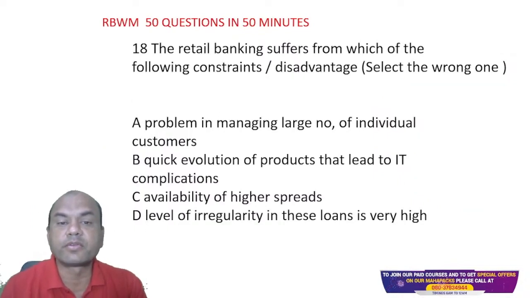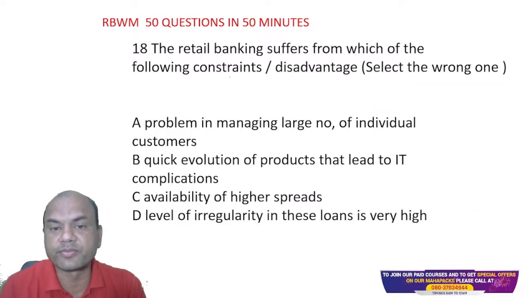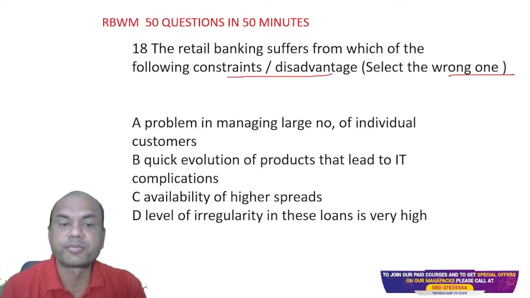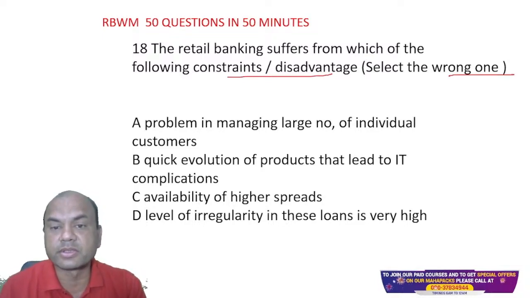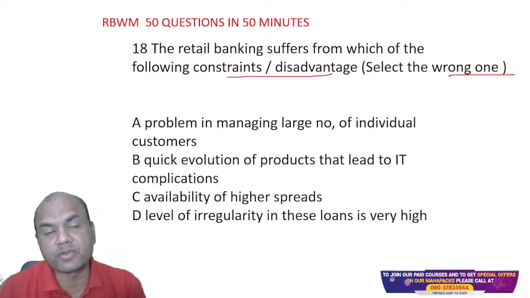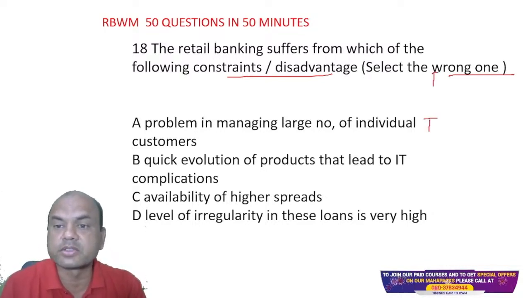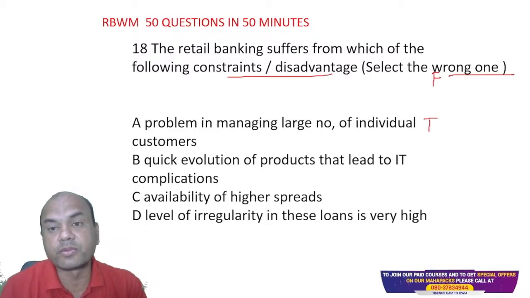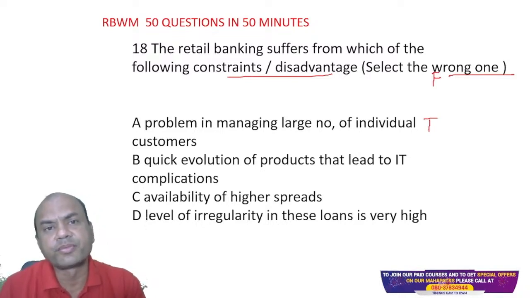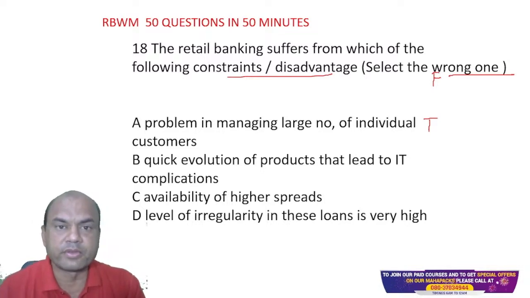The retail banking suffers from which of the following constraints or disadvantages? Select the wrong one. Problem in managing a large number of customers. So we want the wrong one. Is this the right one? There are a large number of customers. Yes, this is true. We want a false one. Quick evolution of products that leads to IT complications. Quick evolution of products means today I design some product, tomorrow it is gone, because some other competitor bank brings in some new product. So that is also true.